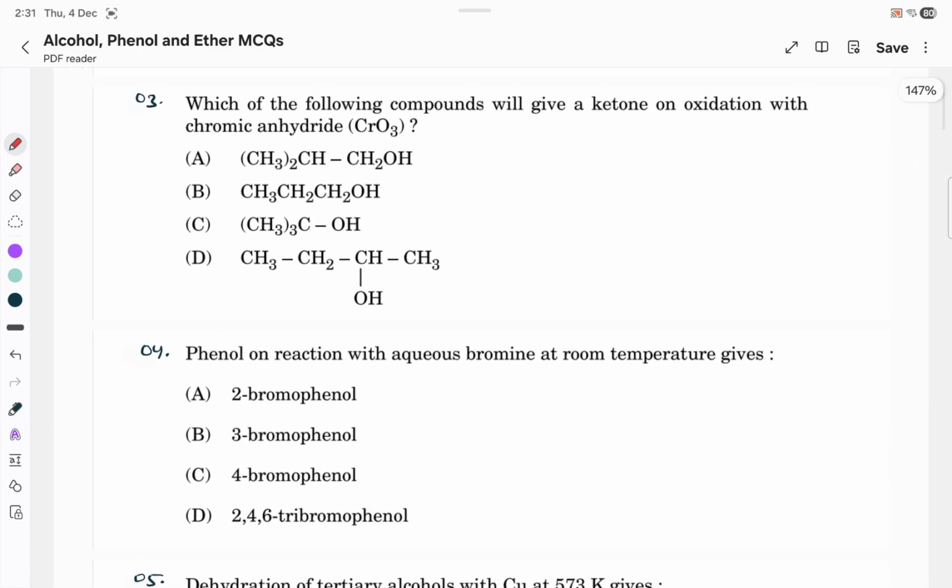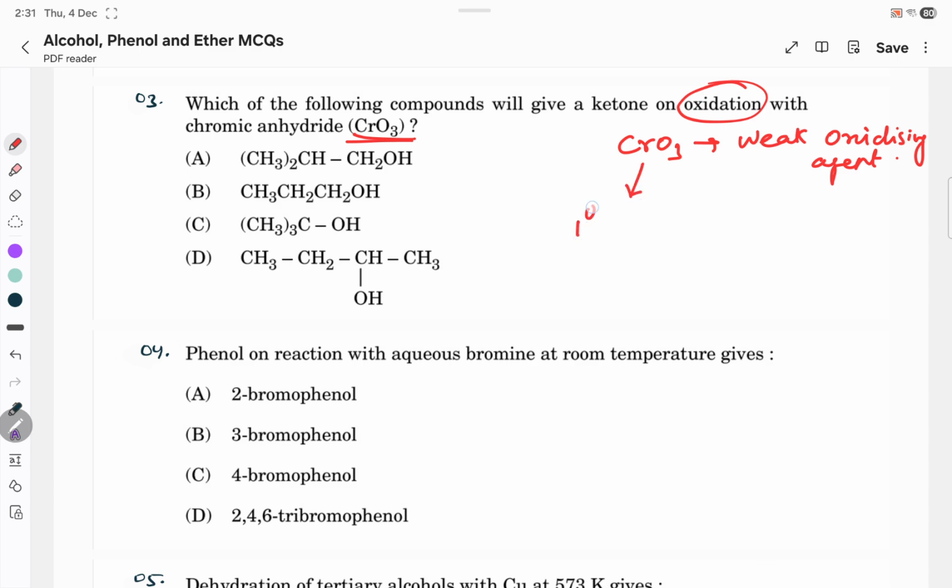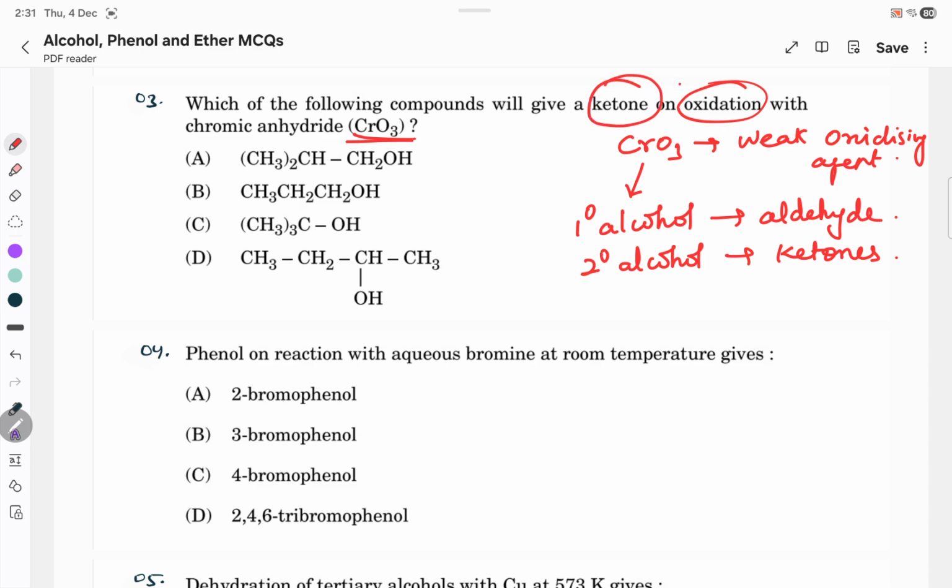Which of the following compounds will give ketone on oxidation with CrO3? CrO3 is a weak oxidizing agent. The role of a weak oxidizing agent is that primary alcohol will become aldehyde and secondary alcohols will become ketone. So now they're asking for ketone only. So now we have to check which is the secondary alcohol.